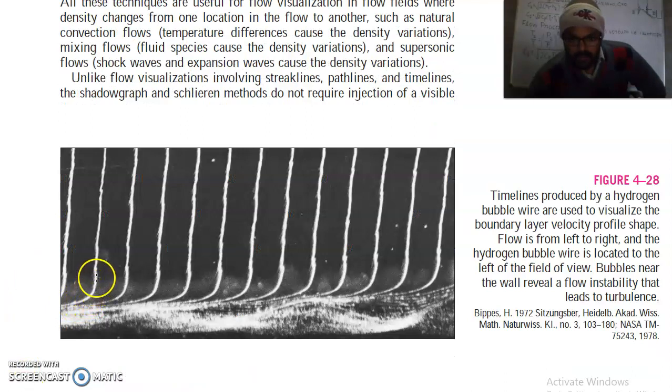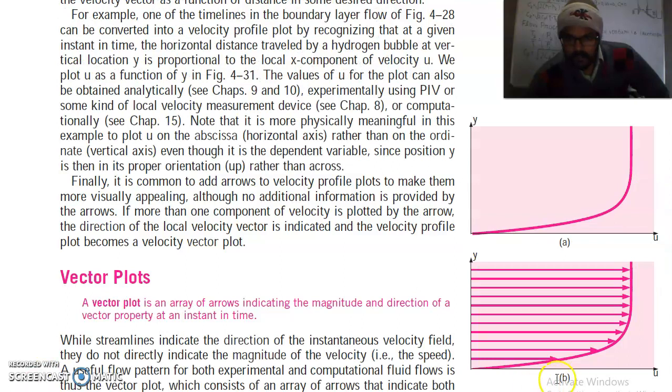So this velocity profile here, which is shown in the case of hydrogen bubbles produced on a wire due to the electric current flowing through the wire, can also be represented in this form. Here, one of the timelines in the boundary layer flow can be converted into a velocity profile plot by recognizing that at a given instant in time, the horizontal distance traveled by a hydrogen bubble at vertical location y is proportional to the local x component of velocity u. We plot u as a function of y in this figure.